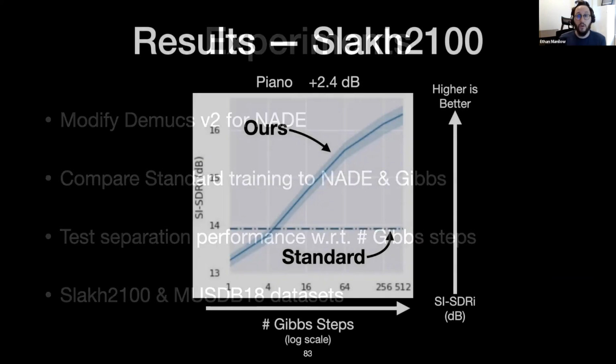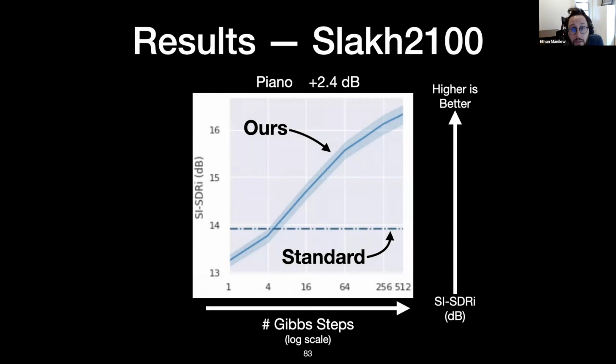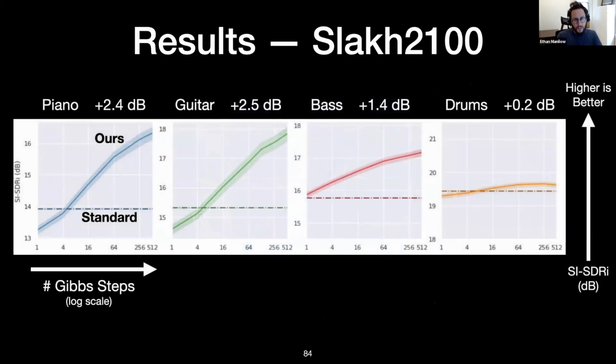So before I show you all of the results, let me just show you how to read these graphs. Each graph I'm going to show you represents just a single source, and higher values are better. This dotted horizontal line is the standard training, and the changing line is our model. The x-axis on each of these plots is the number of Gibbs steps, and that is logarithmically spaced. And the top number indicates the max improvement of our NADE training, and that's the number next to the title of the source. So here are the results on all 4 sources from the Slakh dataset.